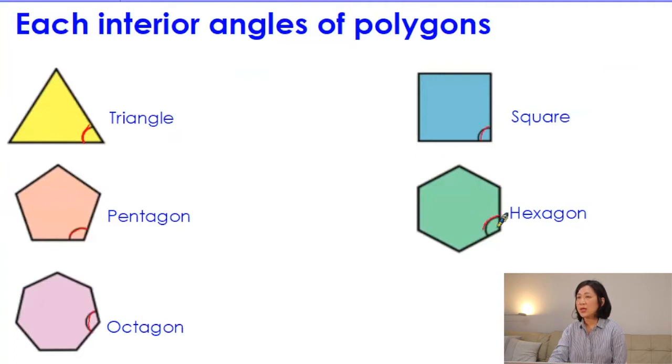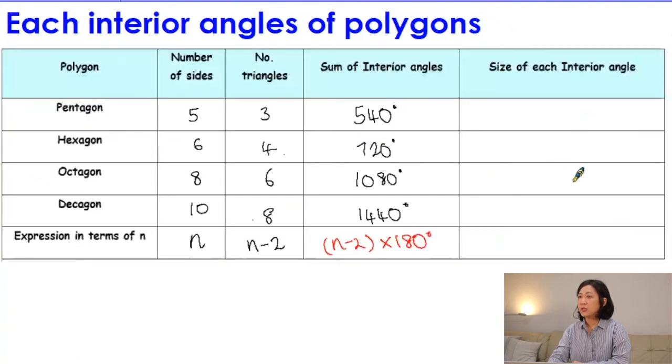These are all the interior angles of the polygons. So remember, when it comes to each interior angle, it's all about the regular shape. We already found the sum of the interior angles of the polygons. Now, what about each interior angle of a regular polygon?